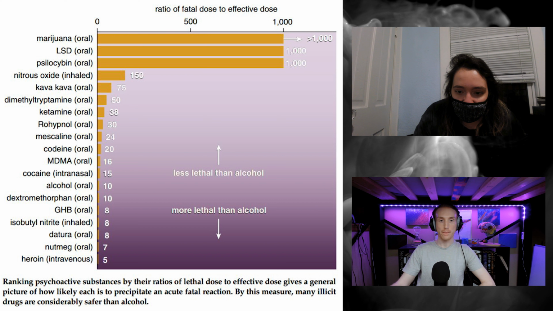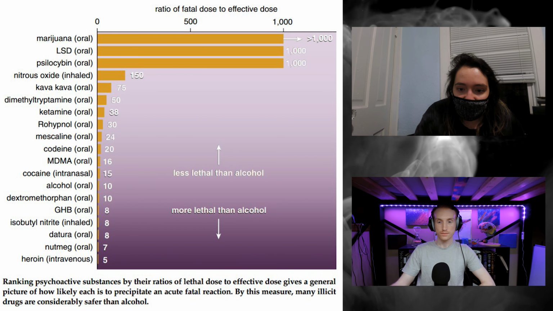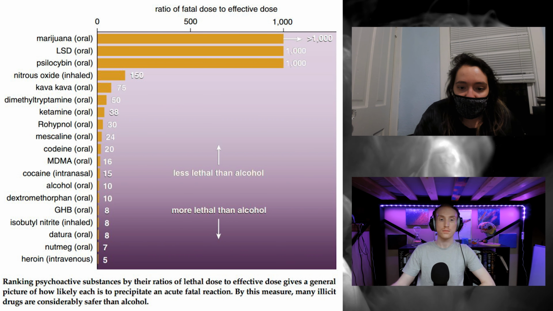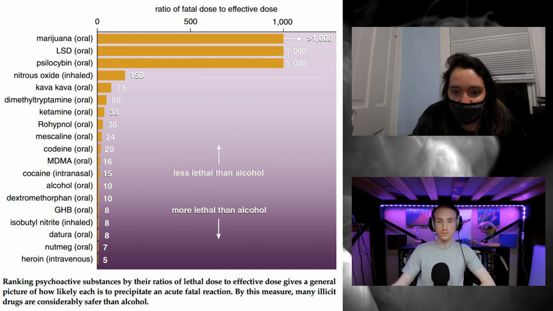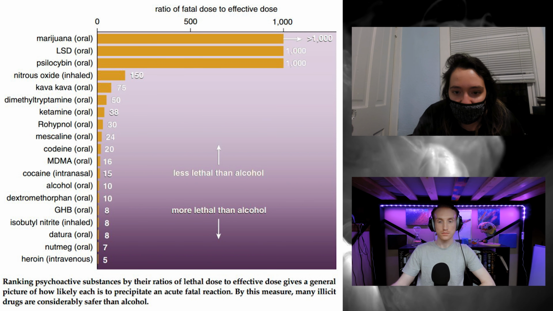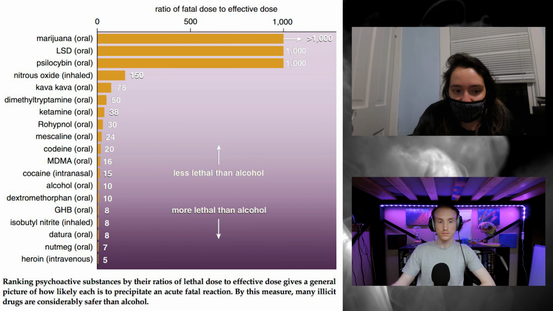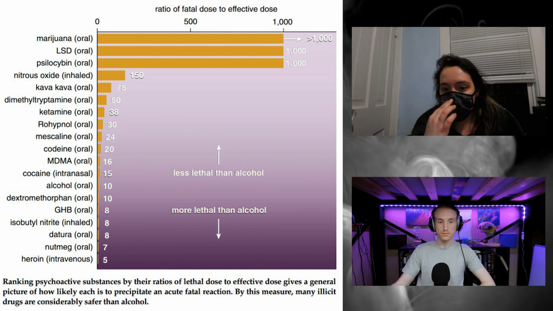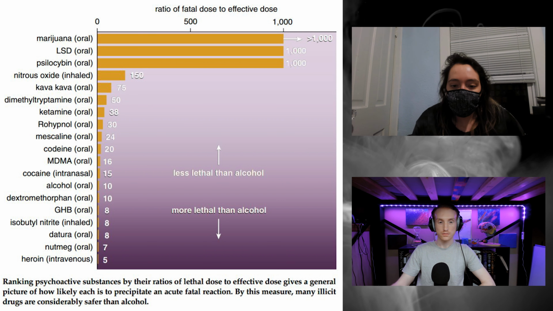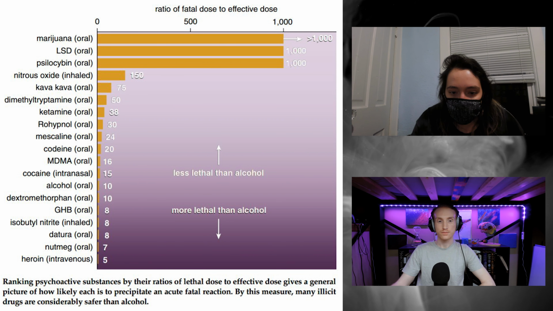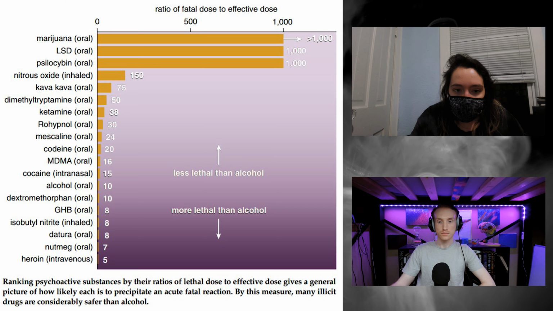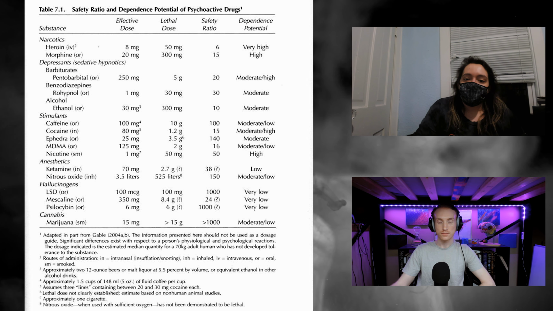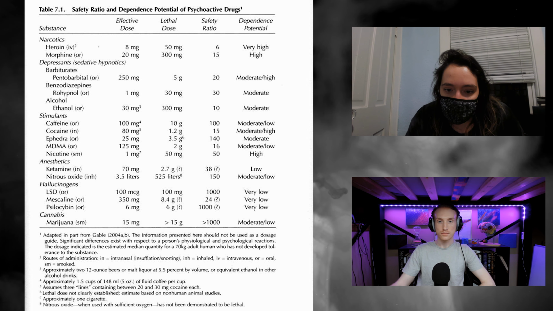So then they label here less lethal than alcohol and more lethal than alcohol. Although for some of these, I'd be curious about other routes of administration. I'd be curious to see that for a couple of these. And then the next chart we're going to go over here is the safety ratio and dependence potential of drugs.